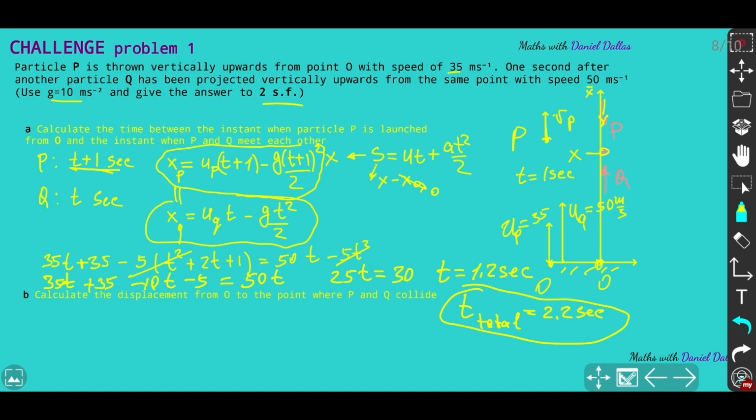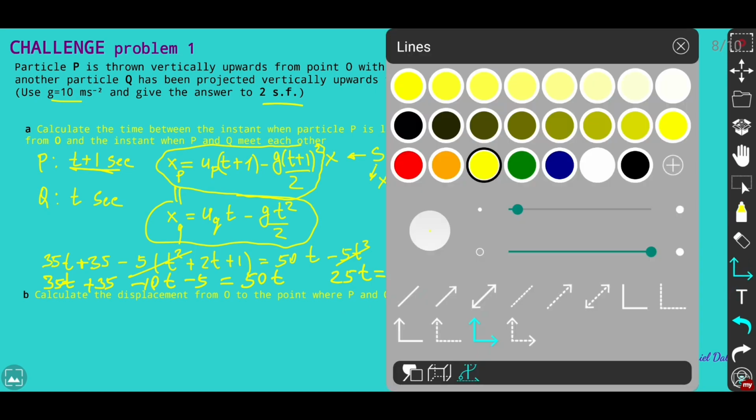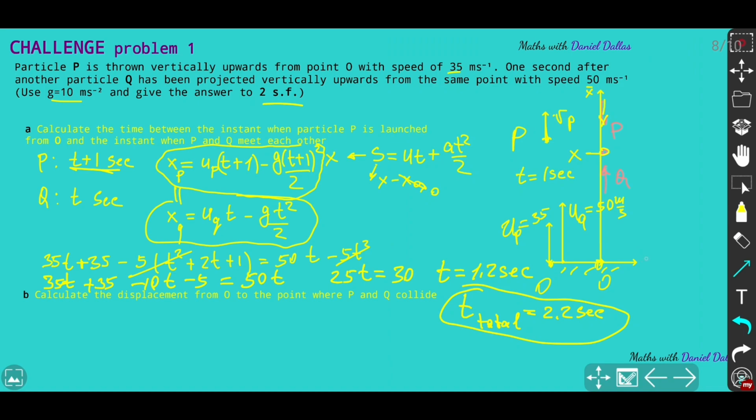So we need to calculate the displacement from point O to the point where P and Q collide. So basically displacement, I mark this as a green bold vector. It's going to be from here up to the point with the coordinate x. So that's going to be the final displacement, and I put s here. And this vector is going to be positive, because remember that displacement is always a vector, but we need to make a projection on the x-axis.